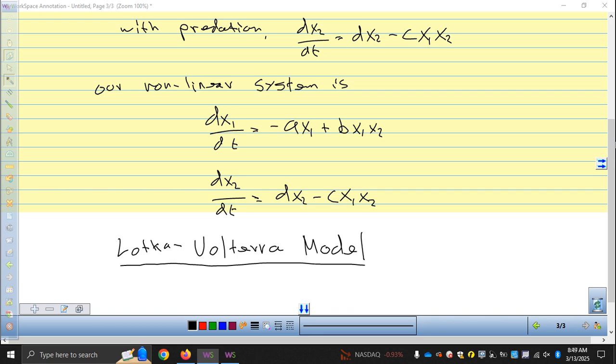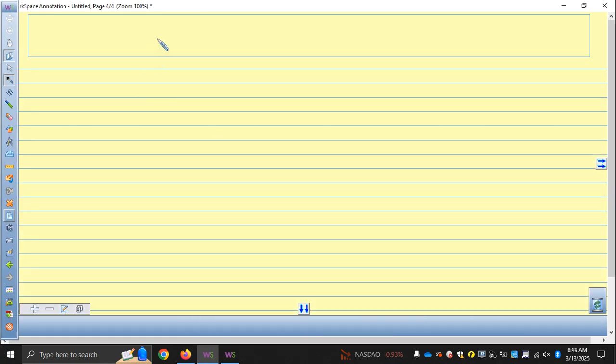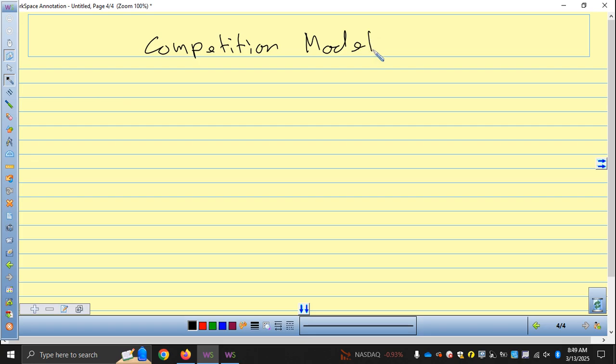All right, so this is our first predator-prey model, the Lotka-Volterra model. We can also modify this. Instead of a predator-prey model, we could talk about a competition model. It's really not a different model, just a modification of the predator-prey model. In competition models, the two populations compete for resources, but one doesn't consume the other.